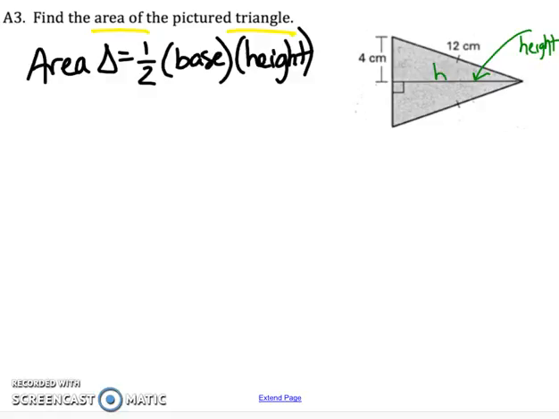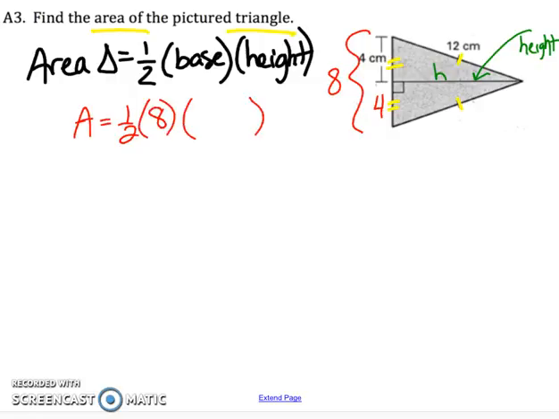I need to find the area. Now, also I need to note that this triangle is marked as an isosceles triangle. Since it's an isosceles triangle, that means the height bisects the base. So the length of 4 is also here as well, giving me a total base length of 8. When I go back to my area formula, I can plug in the value of 8 for the base, but I still need to find that height.